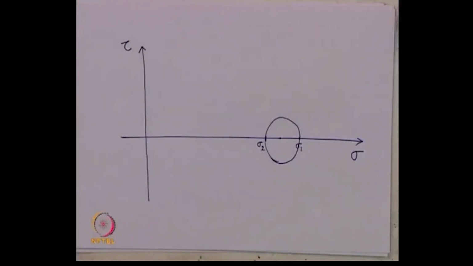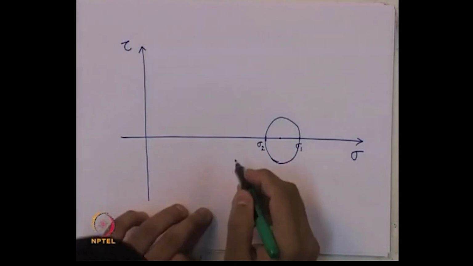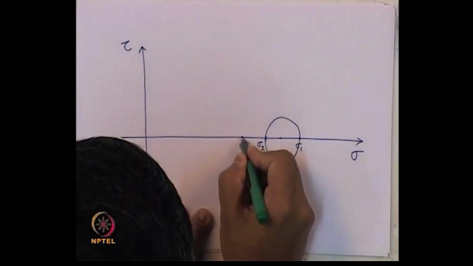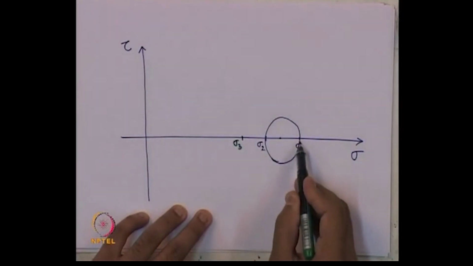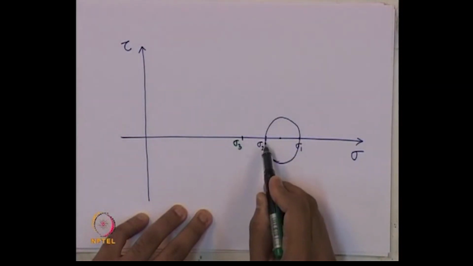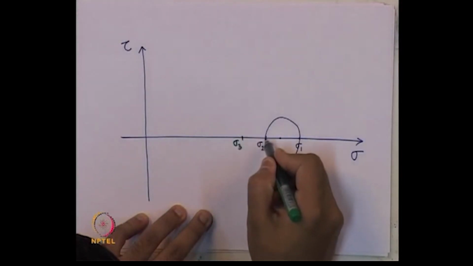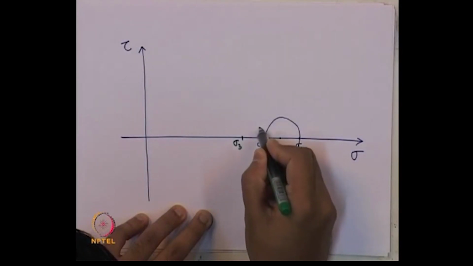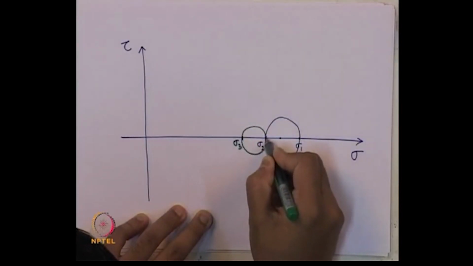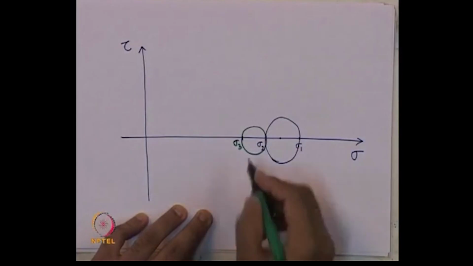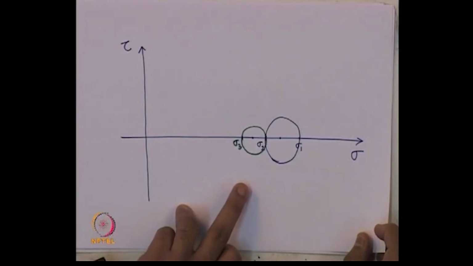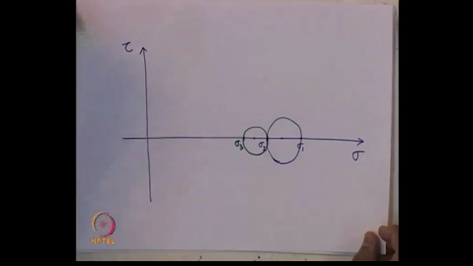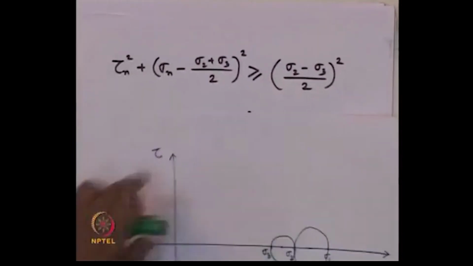Then let us plot another principal stress, which is, let us say, sigma 3. Say this point is sigma 3. Our order we have seen, sigma 1 is greater than sigma 2, sigma 2 is greater than sigma 3. Now, with these 2 points sigma 2 and sigma 3, we can draw another Mohr circle. So, for this circle, what is the center? That is sigma 2 plus sigma 3 by 2, and the radius is sigma 2 minus sigma 3 by 2, which is nothing but coming from this first equation.